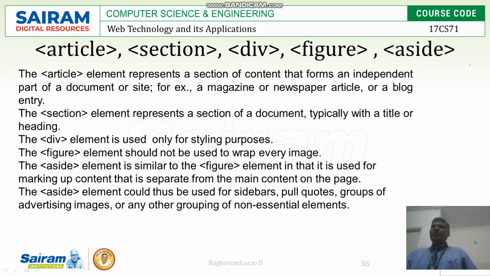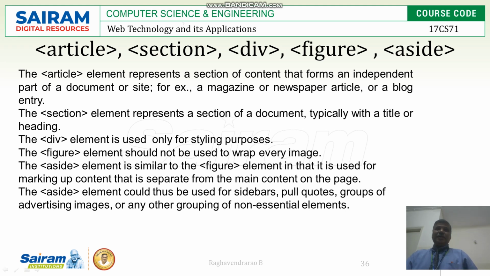Article, section, div, figure and aside. So what are these things basically? Article is a section that contains an independent part of the document. Magazines, newspaper articles, you'll also see blogs and all these things. Those are mentioned separately. There is an article, and under the article you can write anything. You can use all the tags, they are going to be accepted.